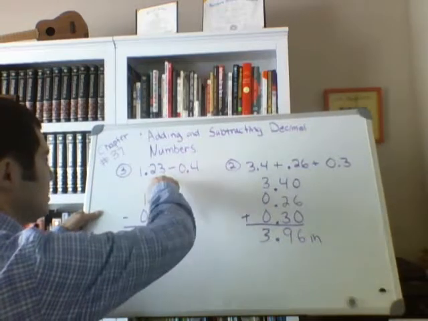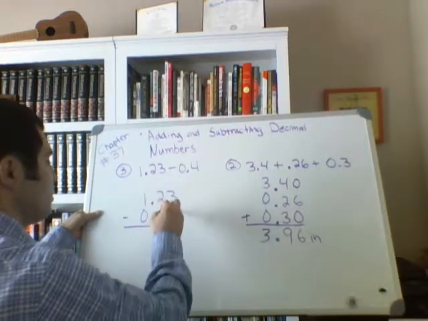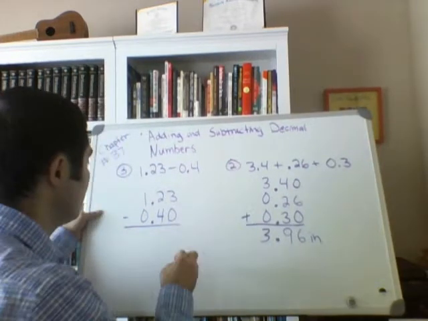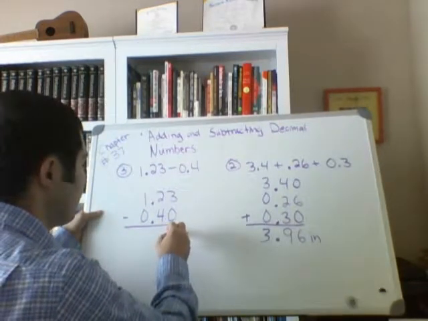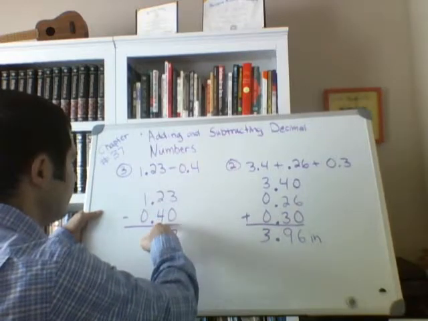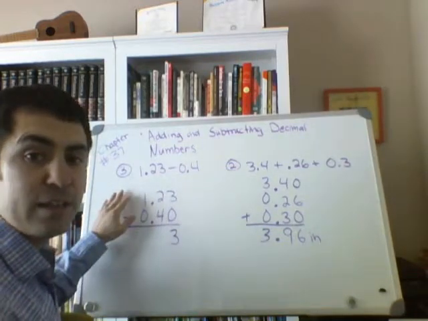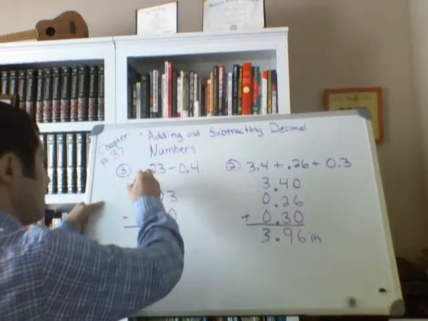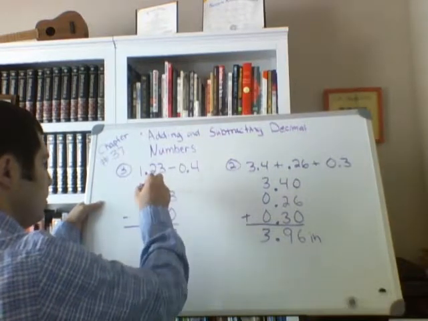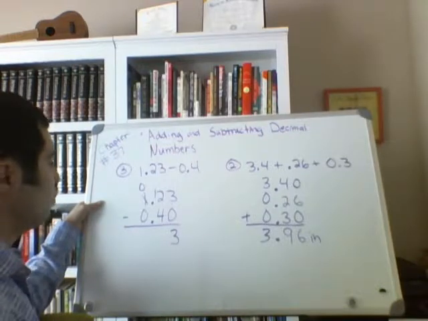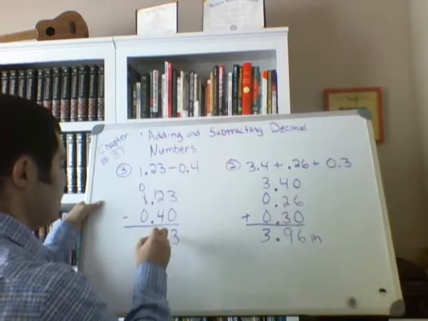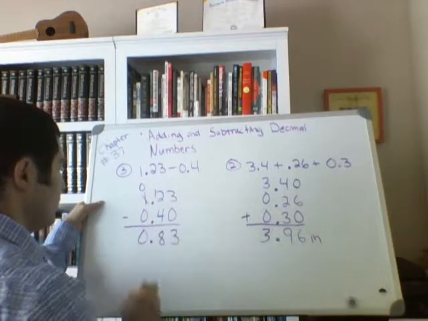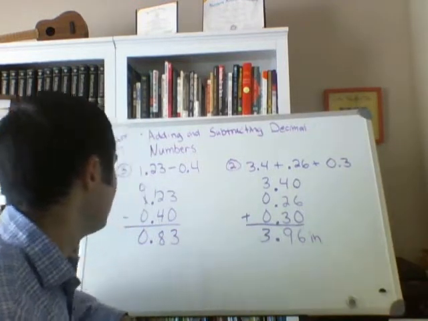Notice 4 is in the tenths spot, so is 2, so those two numbers are going to line up. You want to add an extra 0 there, you can. That could help you. Alright, 3 minus 0 is 3. 2 minus 4, you can't do this, and so you need to borrow, just like you would any other problem. So this is now going to become a 0. This is going to become 12. 12 minus 4 is going to be 8. 0 minus 0 is 0. So in this case, the answer is 0.83.